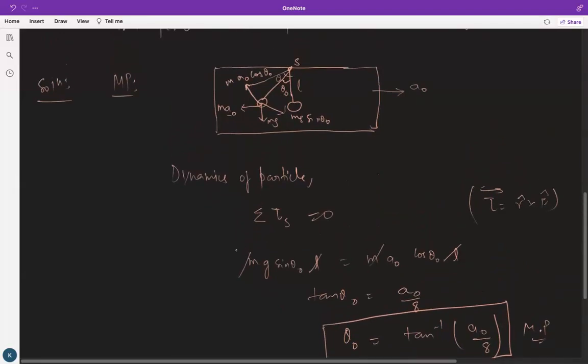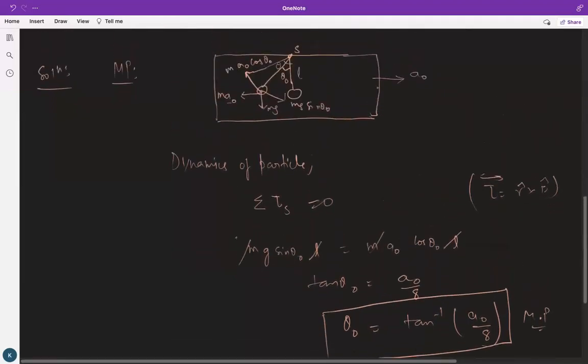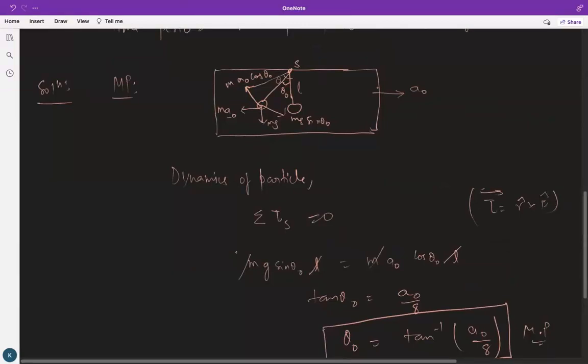That means theta naught is equal to tan inverse of a naught by g. At this angular displacement, we have the mean position. All right, I hope it is clear to all of you what I'm trying to say. So now we have to write the equations at the displaced position, right? We have to write the same dynamics, because we got the mean position, which is at the angular displacement of tan inverse of a naught by g.